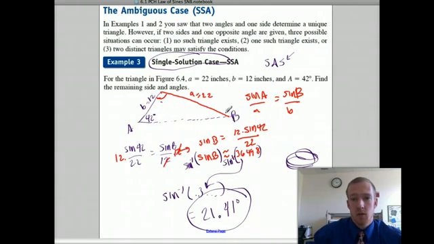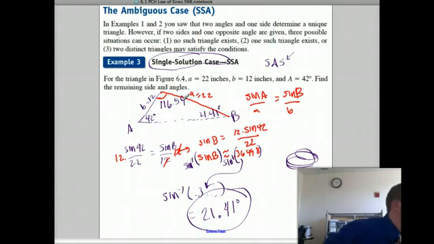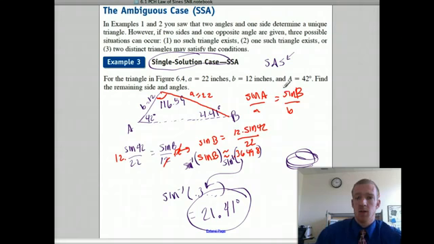This is B, 21.41 degrees. And then we would subtract these two from 180. So 180 minus 63.41 is 116.59, I think. Yep. And then we can also set up one of these and solve for our third side.